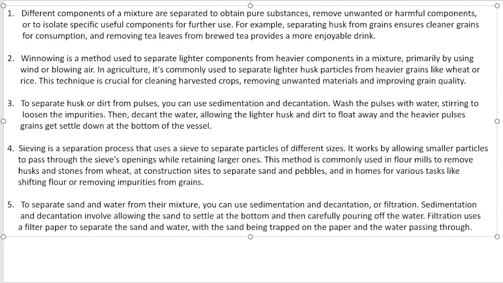So answer number 5 is, to separate sand and water from their mixture, you can use sedimentation and decantation or filtration. Sedimentation and decantation involve allowing the sand to settle at the bottom and then carefully pouring off the water. Filtration uses a filter paper to separate the sand and water, with the sand being trapped on the paper and water passing through it.